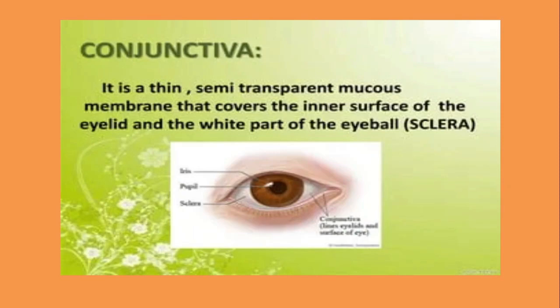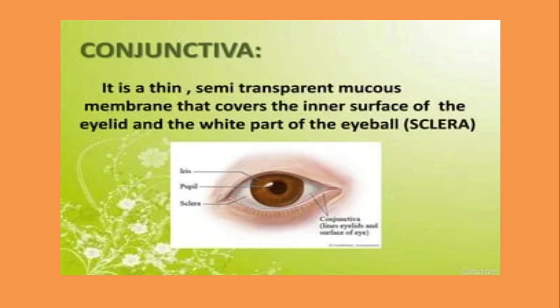Conjunctiva. Today we are going to discuss the anatomy of the conjunctiva. The conjunctiva is a thin transparent membrane that lines the inside of the eyelid and covers the front surface of the eyeball, except for the cornea. It plays an important role in protecting the eye and maintaining its health.